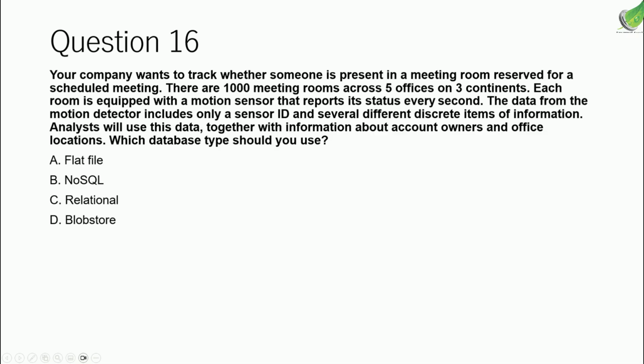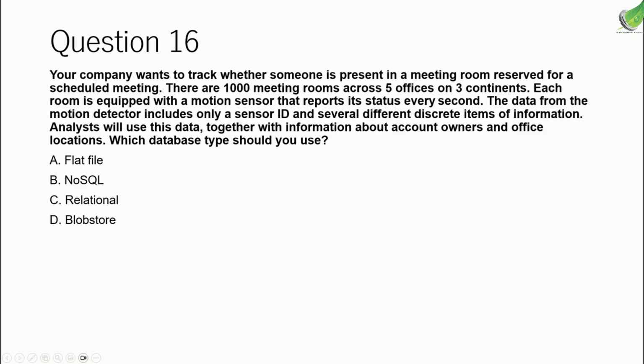With those requirements in mind, let's look at our options. Option A, a flat file system, is incorrect. A collection of flat files isn't really a database. It lacks essential features like indexing for efficient queries and can't handle a high rate of simultaneous writes. It would be incredibly slow and difficult for analysts to query this data.